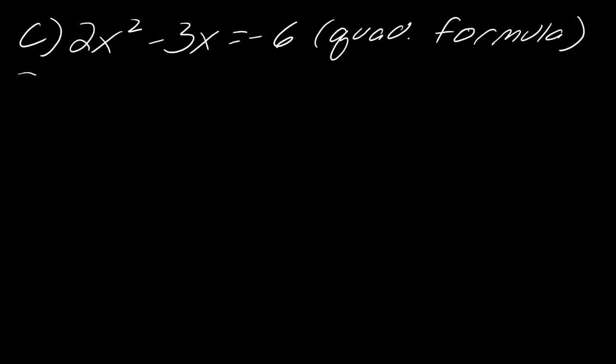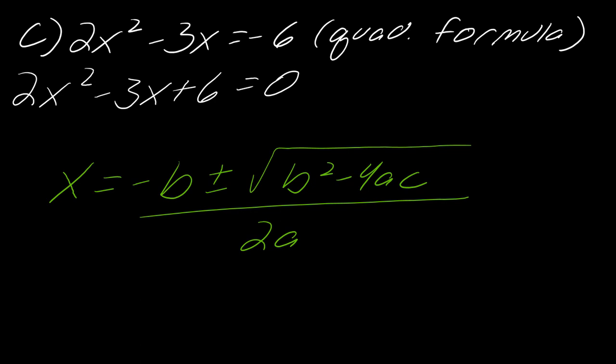So I'm going to rewrite this as 2x squared minus 3x plus 6 equals 0. And now with the quadratic formula, what you've got to do is, first of all, let me just make sure you remember the quadratic formula, so I'll just write that down real quick. So here's the quadratic formula.